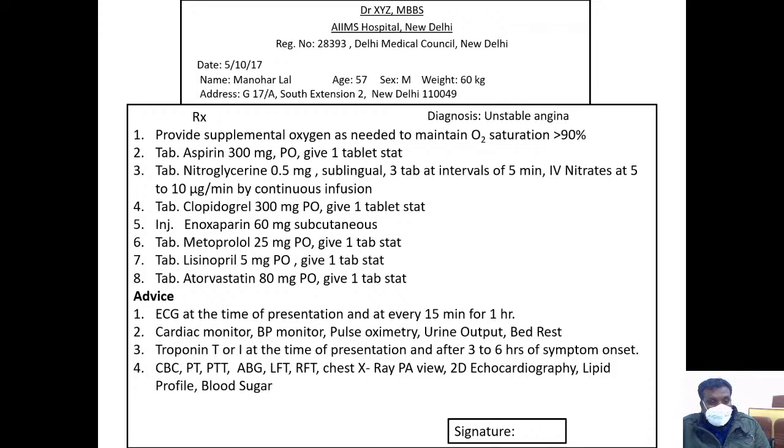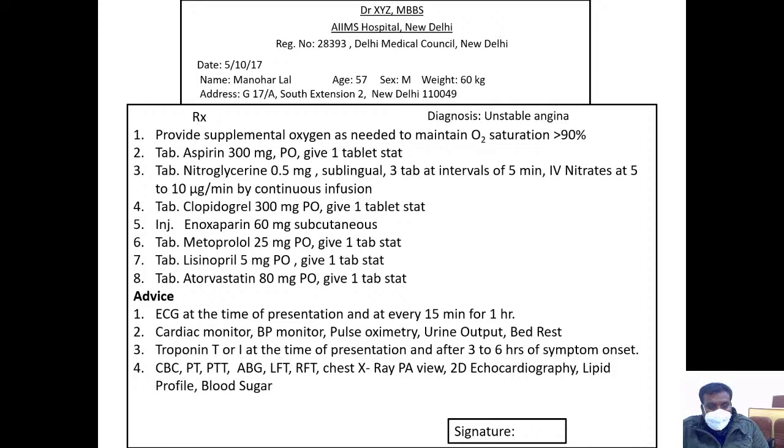Or IV nitrates at 5 to 10 micrograms per minute by continuous infusion. Along with aspirin we can give clopidogrel also. Then along with this we are adding an anticoagulant, a low molecular weight heparin, which is injection enoxaparin. It binds to factor 10A and inhibits it, and thereby exhibits an anticoagulant effect. Injection enoxaparin 60 mg subcutaneous.